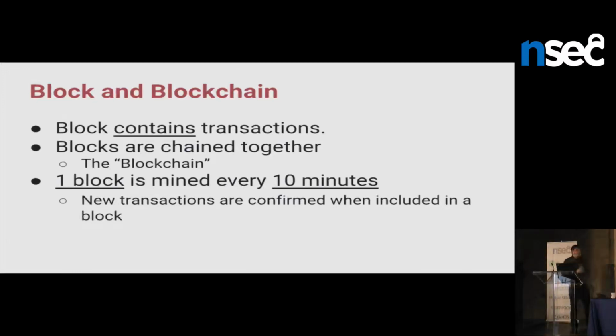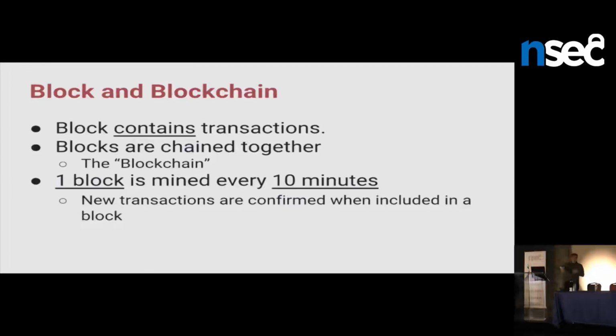The blocks are chained together, and they create the blockchain. The chain of blocks is the big registry of all the transactions, and a block is mined every 10 minutes. As I said previously, new transactions are included in the new block created by the network, and they become confirmed. That will be in the transaction history forever, or at least for as long as Bitcoin exists.